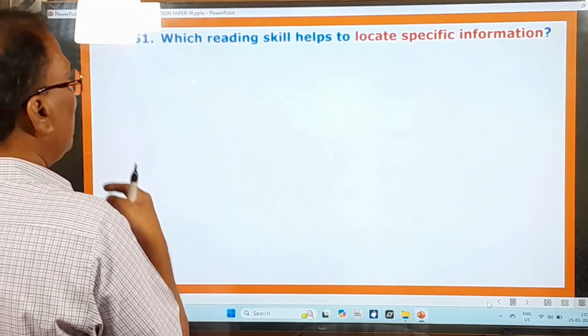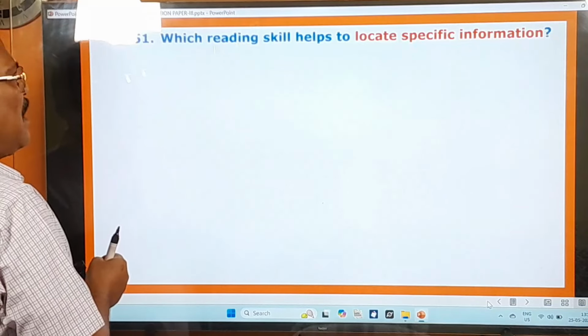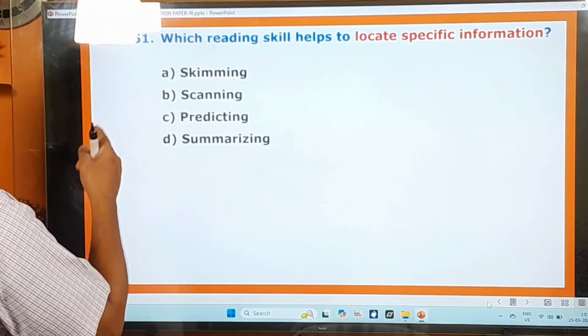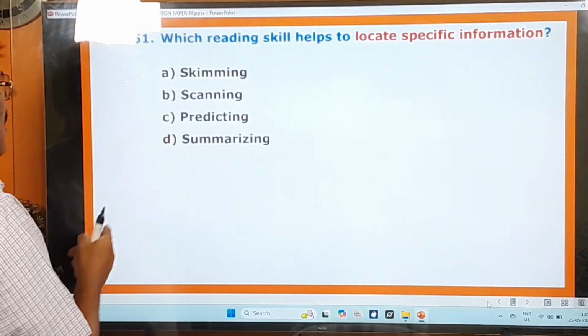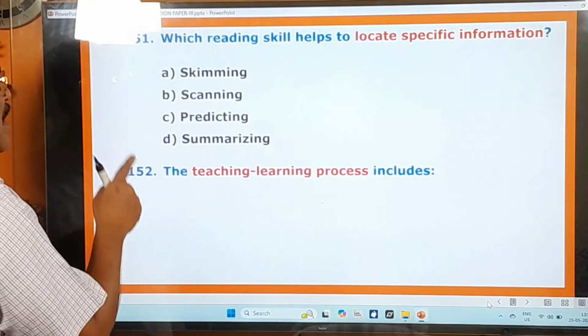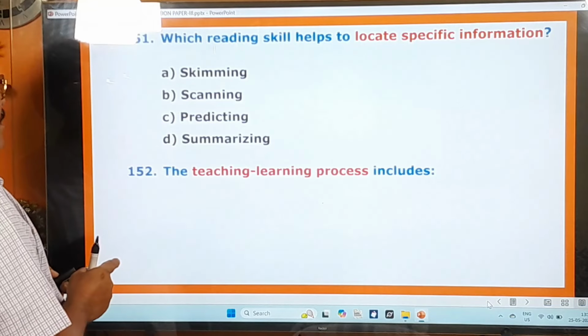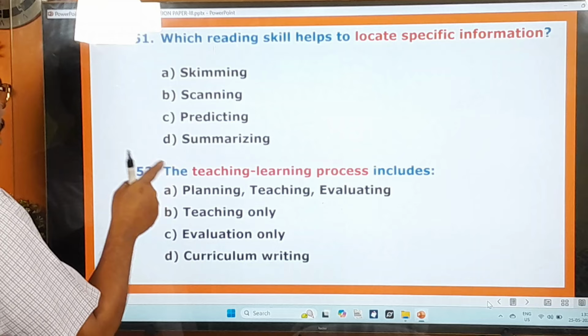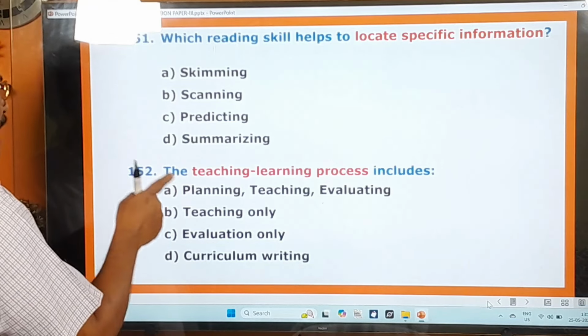151st question. Which reading skill helps to locate specific information? Skimming, scanning, predicting, summarizing. 152nd question. The teaching learning process includes planning, teaching, evaluating, teaching only, evaluation only, curriculum writing.